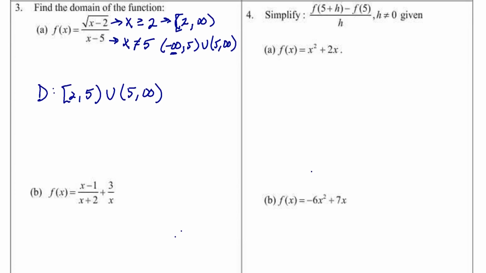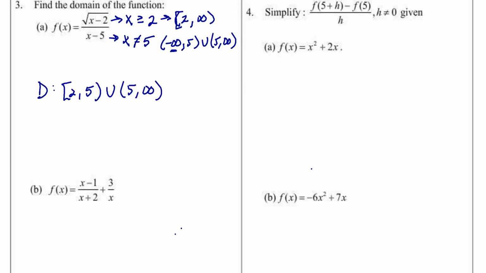And then we look at part B, same thing. There are no restrictions on the top for either part of this function, so we're good there. Those are just all real numbers. At the bottom, again, we just care about where it's equal to 0. Well, x plus 2 is equal to 0 when x is equal to -2, so we know our domain cannot be -2. And for the right-hand side, x cannot be 0.